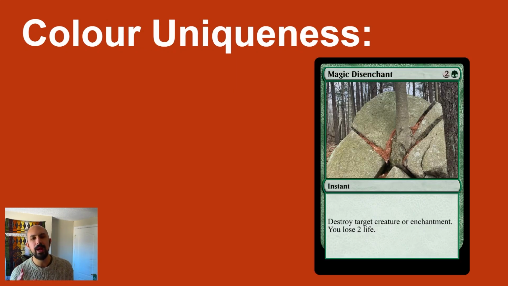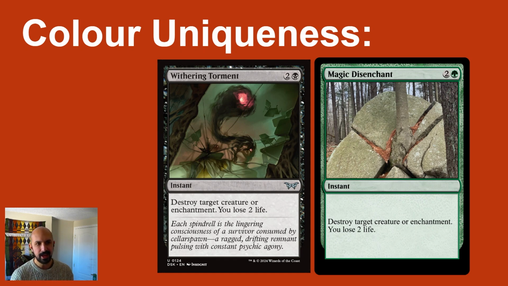If I showed you a card, and I'm burying the lead, obviously, if you read the text, you know what's going on, but a 2 and green instant card that says destroy target enchantment, you lose 2 life, you wouldn't be very interested in that card. But when I showed you Withering Torment, that, like I said, I buried the lead a little with the target creature, but Withering Torment is 2 and a black, destroy target creature or enchantment, you lose 2 life, you're gonna be like, whoa, okay, that's a good card. Color uniqueness is about cards having an effect that is rare for that color to have.